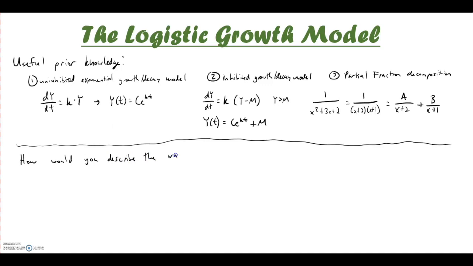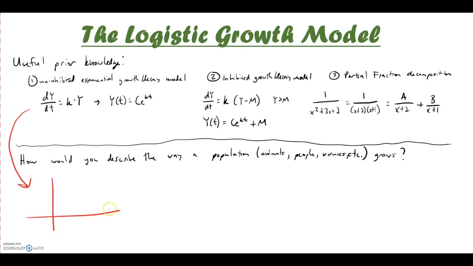And the big question behind everything in this video is how would you describe the way a population, say of animals, humans, viruses, anything that experiences exponential growth, how would you describe the way that type of population grows? Well, one idea is that maybe it experiences uninhibited exponential growth or decay, a situation that visually looks like this. But there's an issue here in that nothing can truly grow exponentially. None of the things we've discussed can grow infinitely large due to the strain on resources and the environment around them.